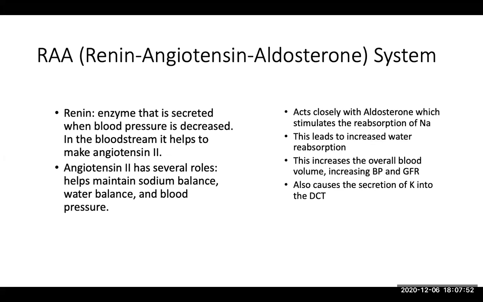Renin is an enzyme that's secreted when blood pressure is dropping in the bloodstream to make angiotensin II. Angiotensin II has several roles. It helps to maintain sodium and water balance and blood pressure. It also acts closely with aldosterone, which stimulates the reabsorption of sodium. That also leads to the reabsorption of water, and this increases the overall blood volume, increasing blood pressure and glomerular filtration rate. It also causes the secretion of potassium into the distal convoluted tubule.